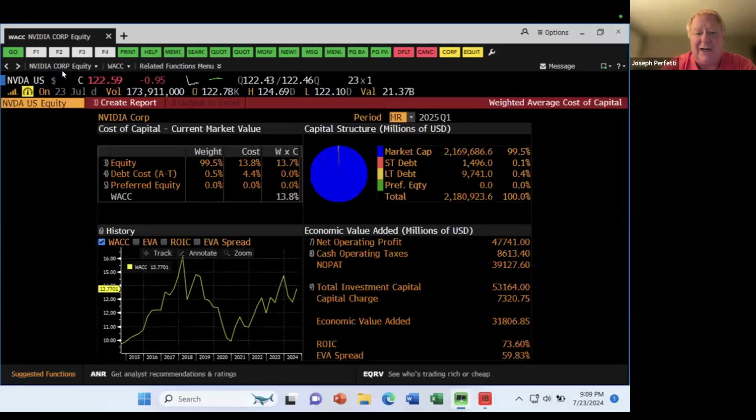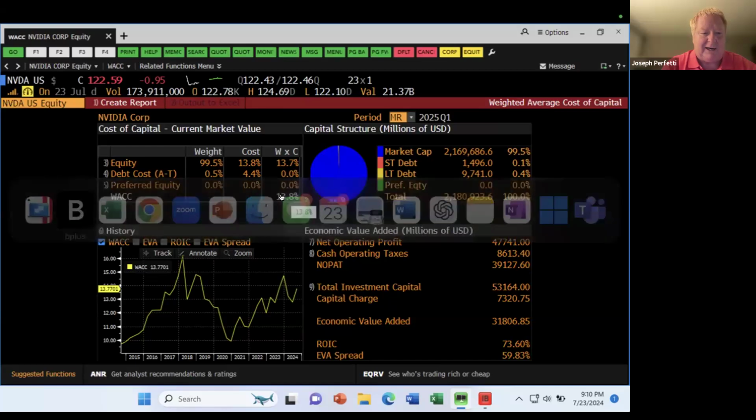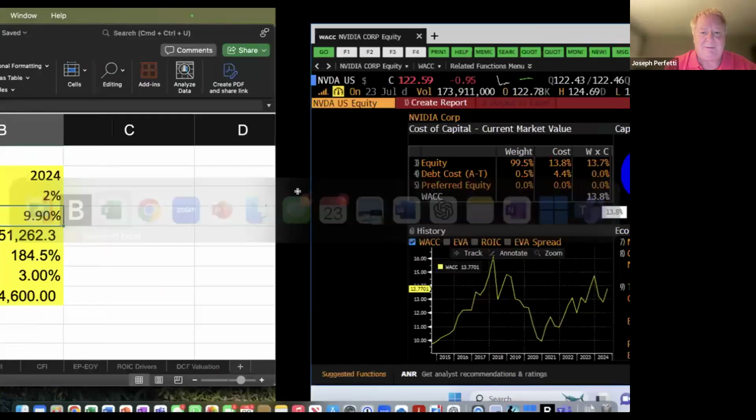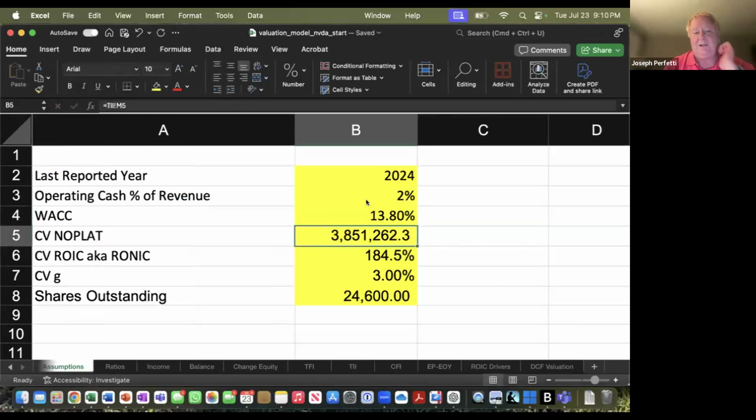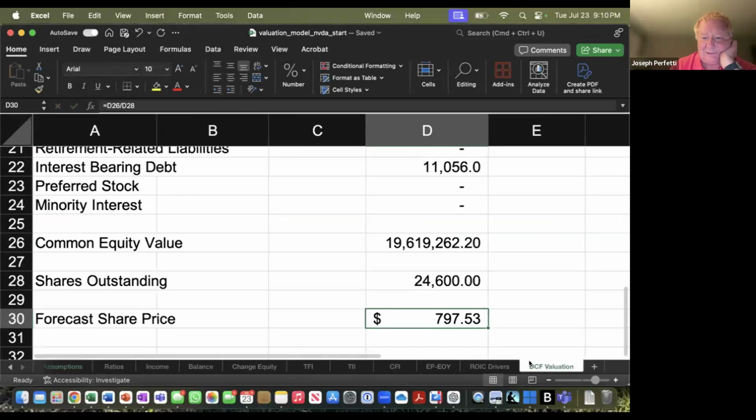I took this as a screenshot. It's called Nvidia-WACC. Today, 13.8%. So Nvidia's current WACC, as estimated by Bloomberg, 13.8%. Notice when I change that WACC, share price $797.53. So the model's dynamic. As we start changing assumptions and ratios, the cash flows change, share price changes.